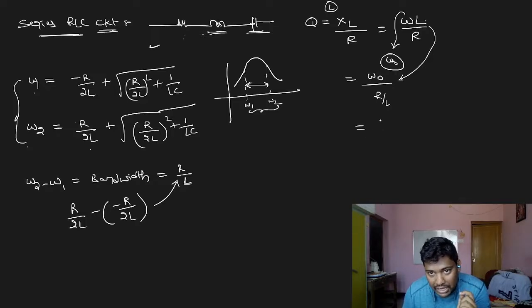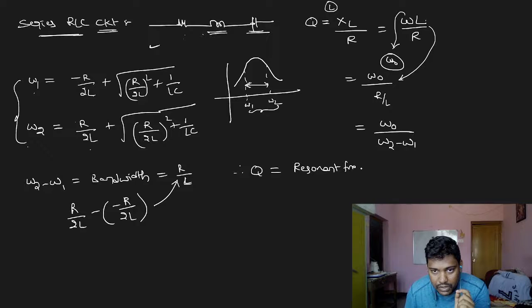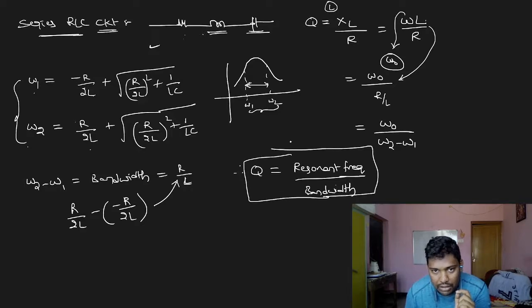So we can write this as omega naught divided by omega 2 minus omega 1. Therefore, Q factor can be written as resonant frequency divided by bandwidth. This is a generalized formula, valid everywhere, for any resonant circuit.